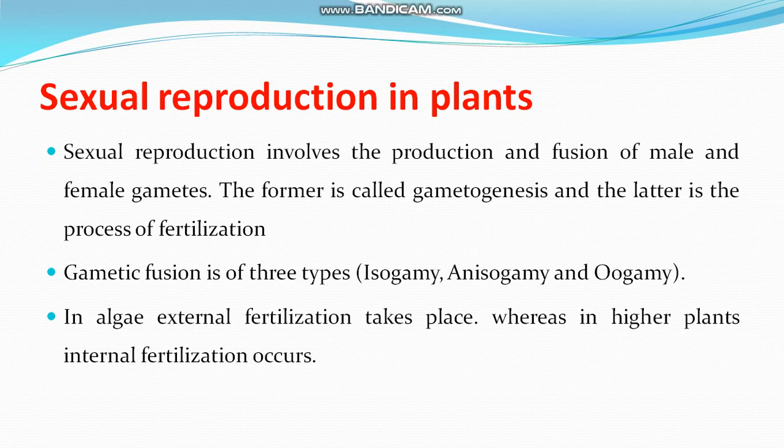The gametic fusion is of three types. The first type is known as isogamy, the second type is anisogamy, the third type is oogamy. In algae, external fertilization takes place, whereas in higher plants, I mean the flowering plants, internal fertilization takes place, because algae are known as primitive plants and higher plants are well developed plants.